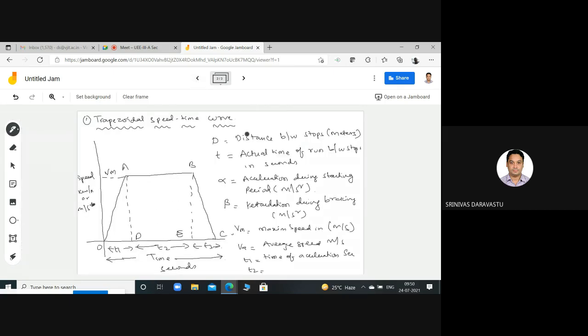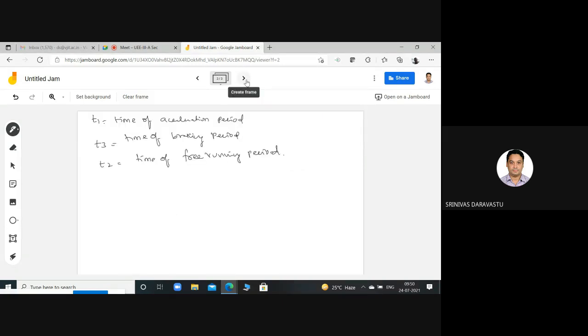So this is the trapezoidal speed time curve. Now it can be divided: OAD is the acceleration period, ABDE is the free running period, BCE is the braking period. Now D is the total distance traveled by the train, and T is the actual time of run between the stops in seconds, and alpha is the acceleration during starting period, and beta is the retardation during the braking period. Vm is the maximum speed, and Va is the average speed.